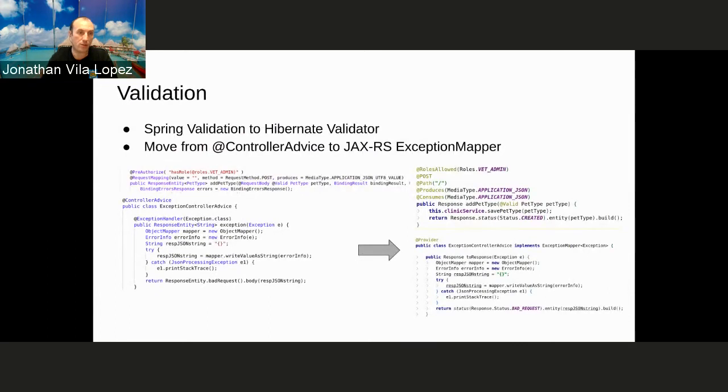About the validation, it's a matter of moving from Spring validation to Hibernate Validator, and it's a matter of changing controller advice to exception mapper. But the code is very similar, and both are relying on the standard valid annotation and the constraints in your POJOs.